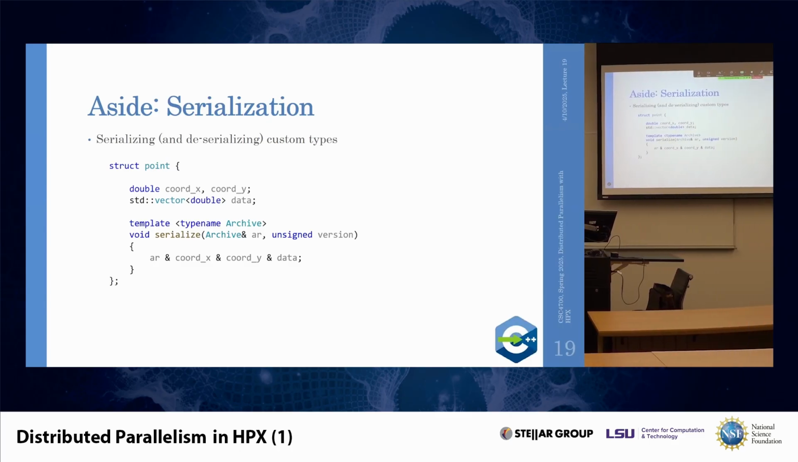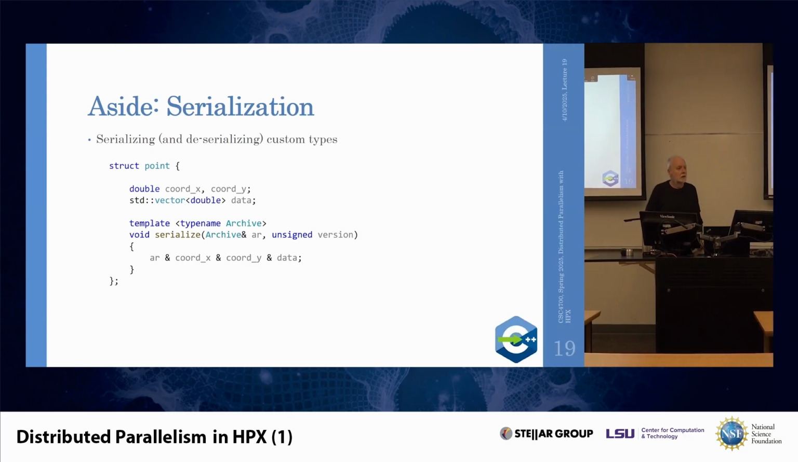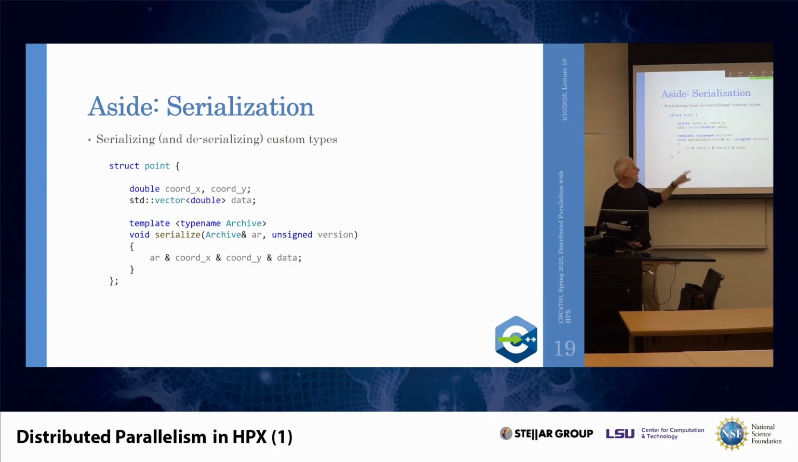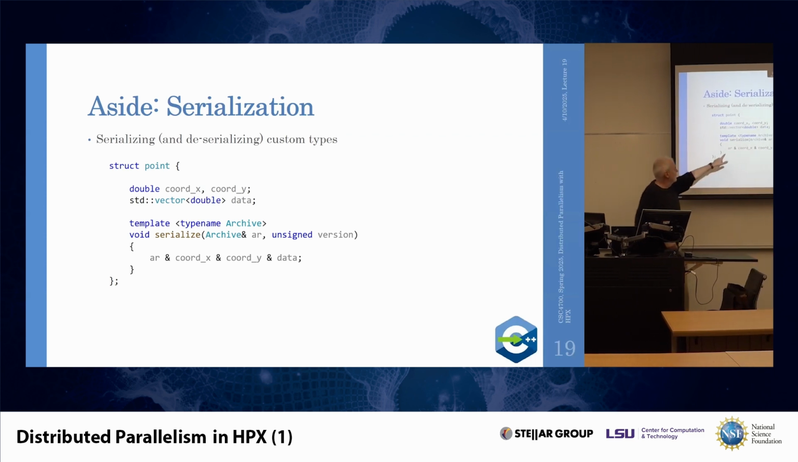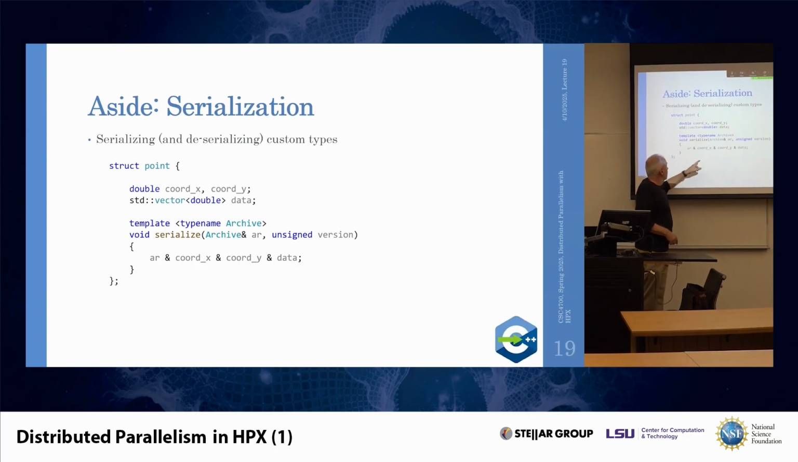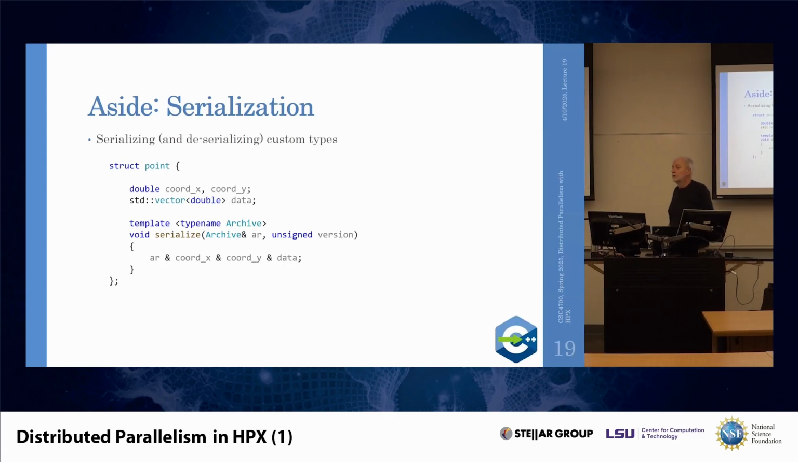Might sound strange, but in this context, the ampersand can be read as: please serialize that if called on the sender, and please deserialize it if called on the receiver. So that ampersand has different meanings depending on what archive is being passed in. If the sending archive is passed in, this means turn it into a bit stream and store the bit stream inside the archive. If it's called with a receiving archive, then it takes the bit stream out of the archive and puts it in place for the variables.